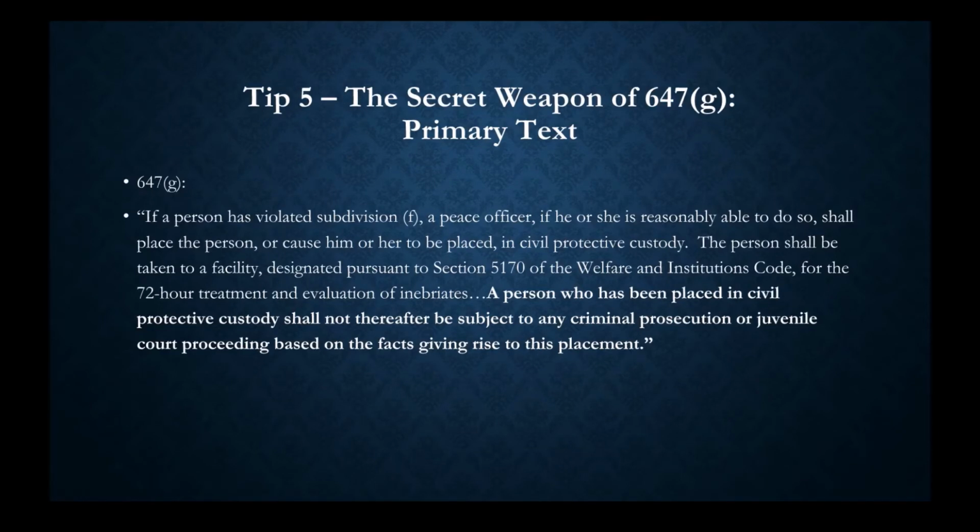A person who has been placed in civil protective custody in this way shall not thereafter be subject to any criminal prosecution or juvenile court proceeding based on the facts giving rise to this placement. So basically, 647G says if you have someone who's guilty of public intox, cops, you have to take them to the 72-hour drunk tank facility of this kind we've specifically provided. And when you do that, that precludes prosecution.